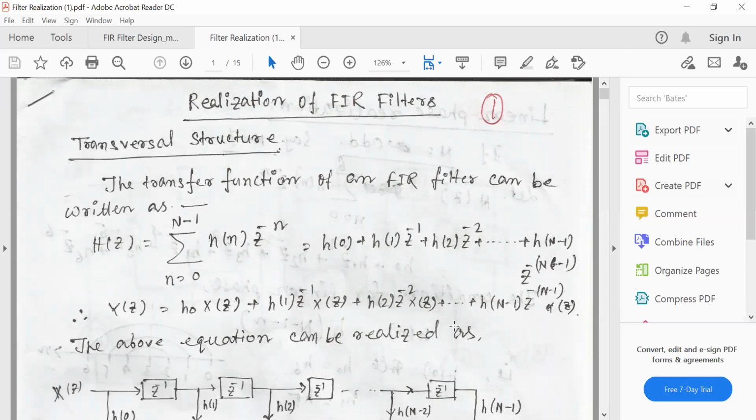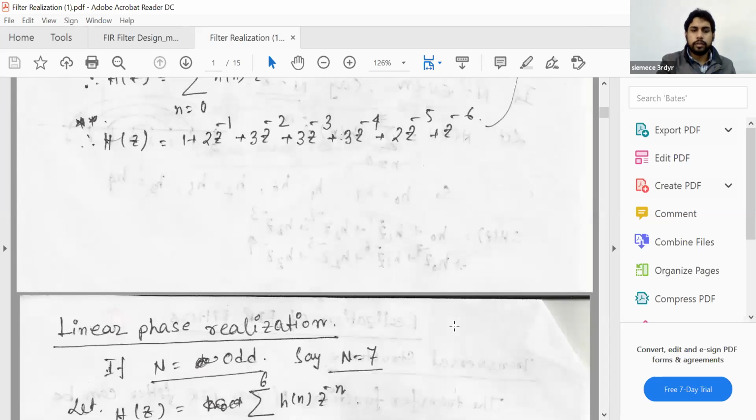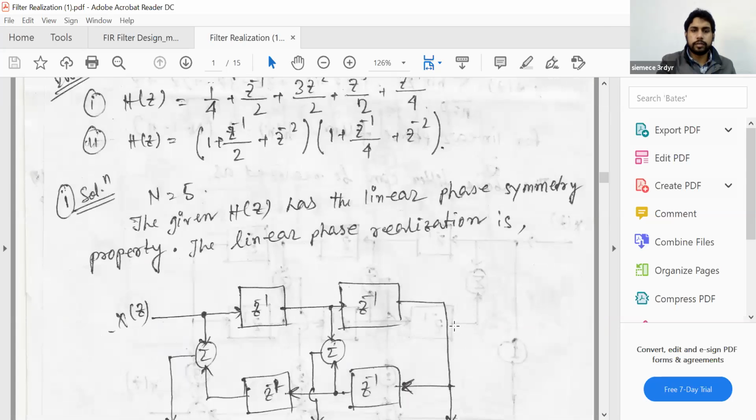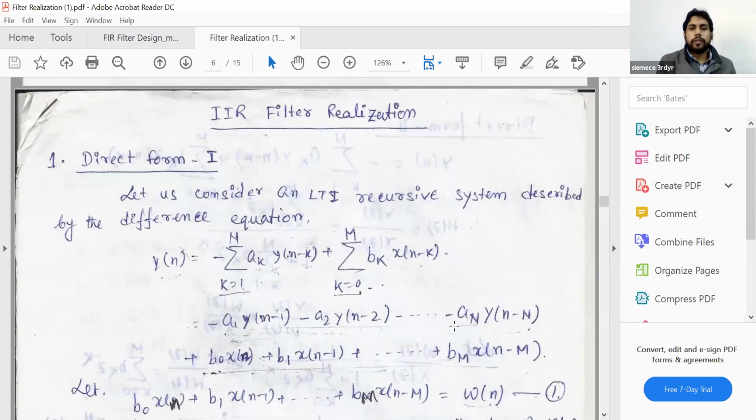Okay. Now, first of all, I will discuss about, no, I will not discuss about FIR. First of all, I will discuss about IIR realization. This one. IIR filter realization. Now, the first thing I will discuss is direct form 1, the DF1 structure.